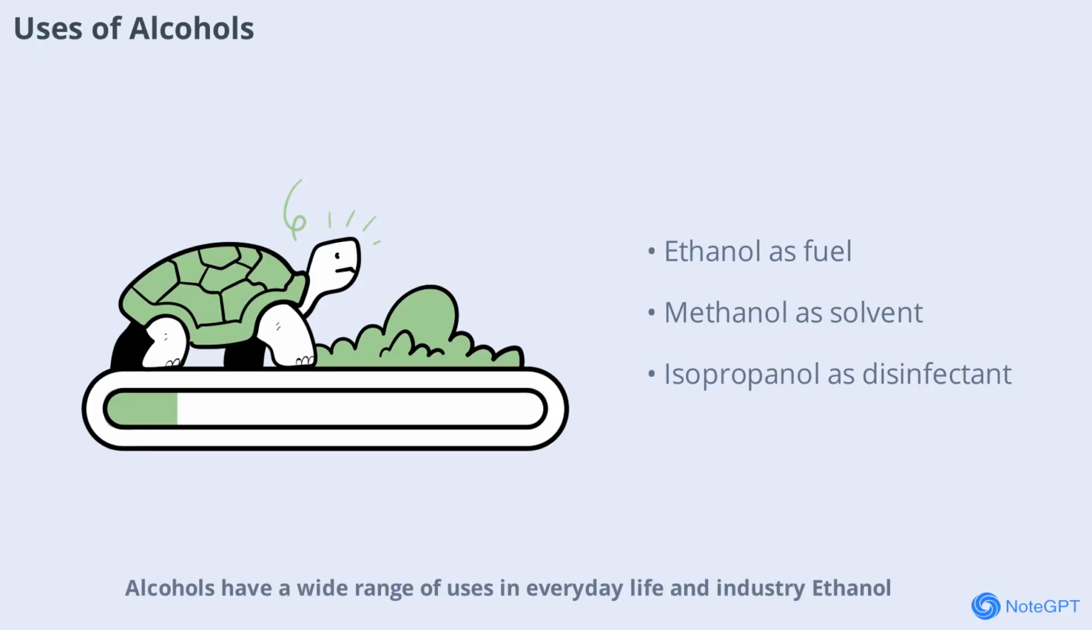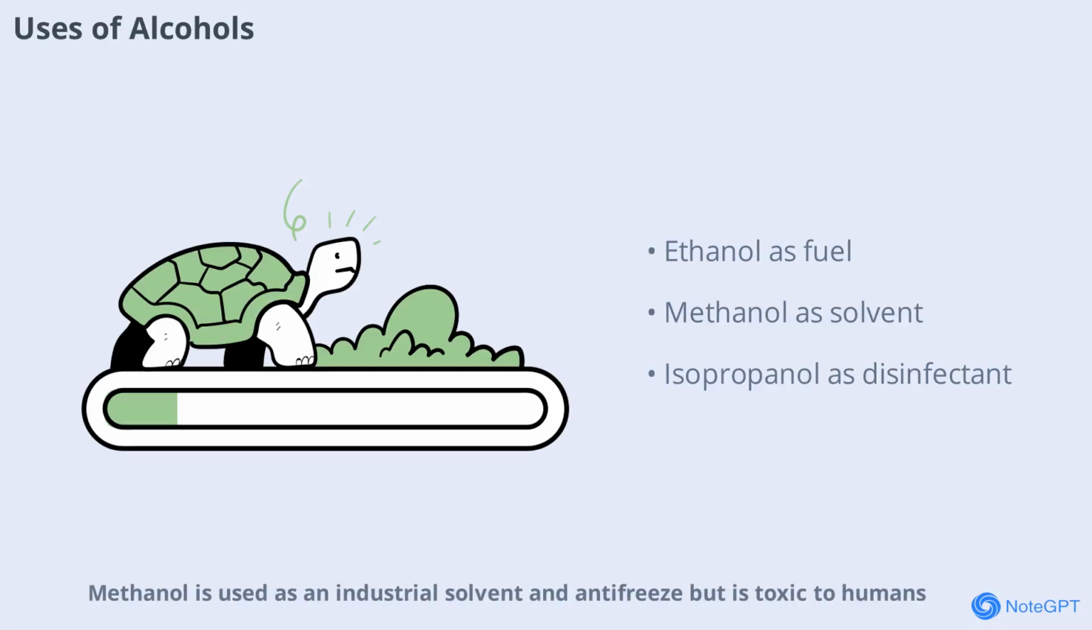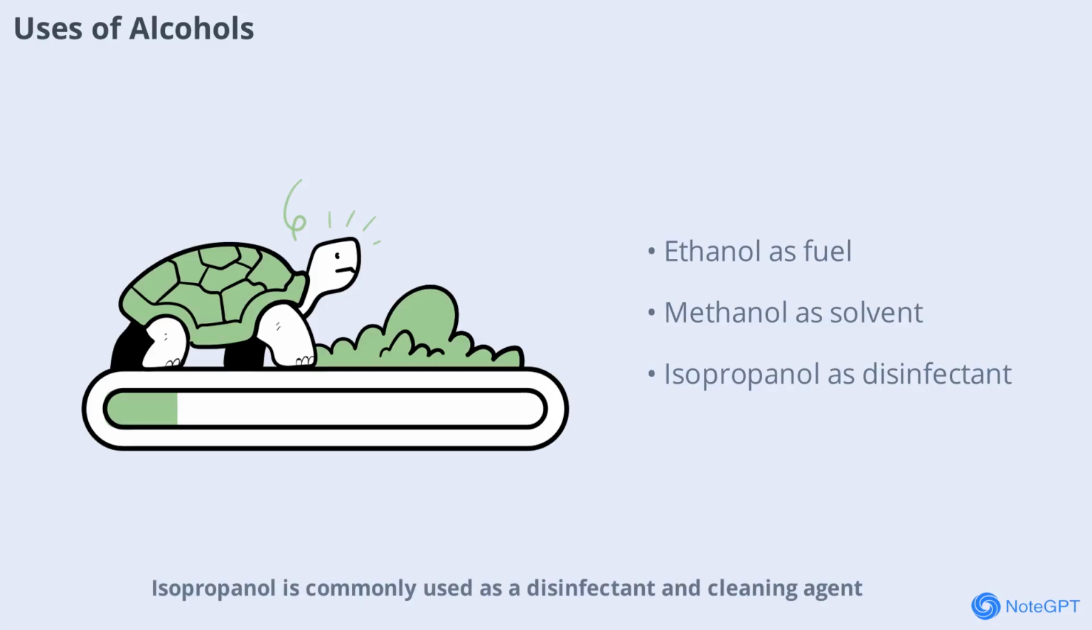Alcohols have a wide range of uses in everyday life and industry. Ethanol, the most common alcohol, is used as a solvent, fuel, and in alcoholic beverages. Methanol is used as an industrial solvent and antifreeze, but is toxic to humans. Isopropanol is commonly used as a disinfectant and cleaning agent. The versatility of alcohols stems from their ability to dissolve both polar and nonpolar substances, making them valuable in various chemical processes.